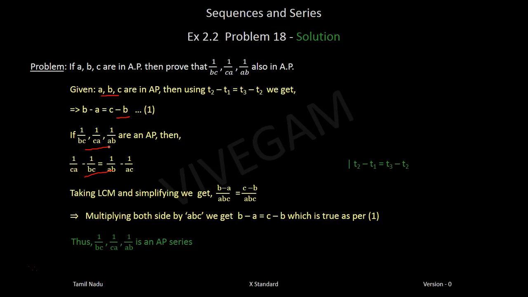Basically, they have given you one series in AP and are trying to prove another series. So use this condition, B minus A equal to C minus B. Keep that on the side, and for the new series find T2 minus T1 and T3 minus T2. Simplify it, and if that reduces to the first equation, which means these are all in AP. I hope you've understood it.